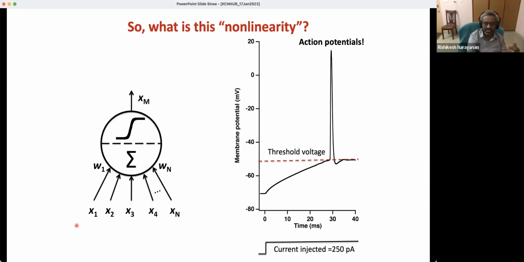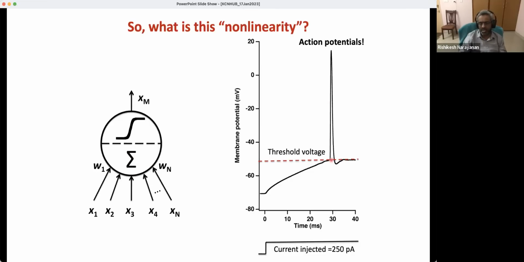As I mentioned, it's the ability of the cell body, or the axosomatic compartment, to elicit an action potential that mediates this nonlinearity. So here is an example from a hippocampal CA1 pyramidal neuron, where you're injecting a 250 picoampere pulse current injection, and you see the cell charging up. Once it crosses a certain threshold voltage, it elicits an action potential and comes back to where it was. So this is the integration part, represented by this large sigma over here.